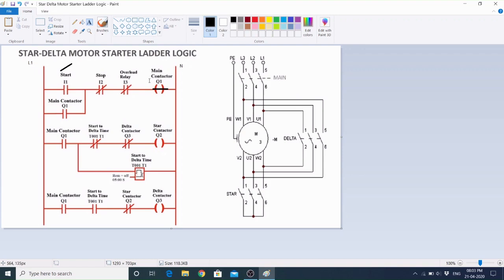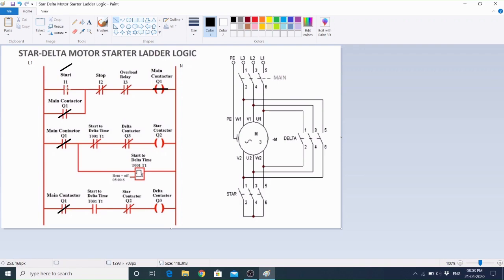If the main contactor energizes, what will happen? This auxiliary contact of the main contactor will change its state, like this, normally open to normally closed, that is NO to NC. As well, these auxiliary contacts will also change their states like this.